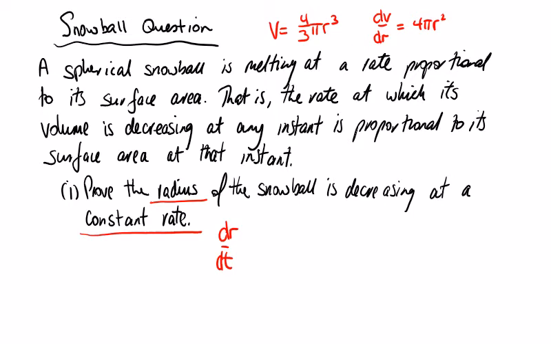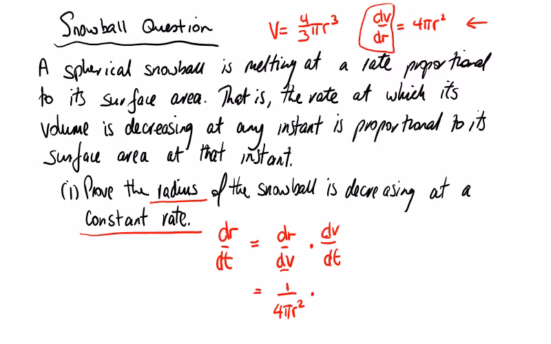So if we create a chain rule with dr/dt using this, dr/dt is equal to dr/dV, which will be this one upside down, times dV/dt. So we want a dt on the bottom, so we're going to have to get rid of that dV. So these two dV's will cancel. So we have dr/dV is 1 over 4 pi r squared.